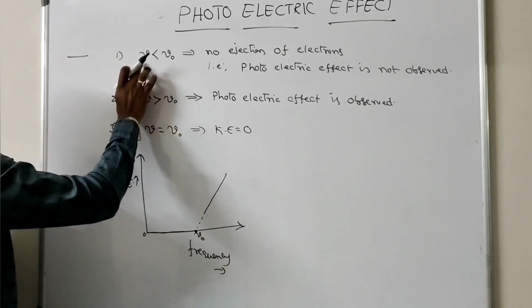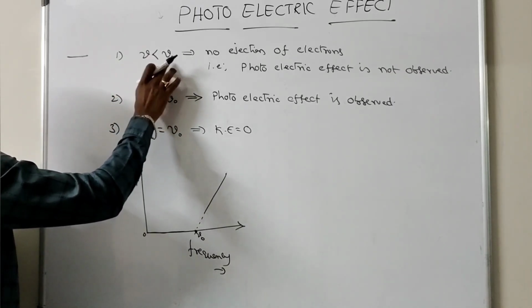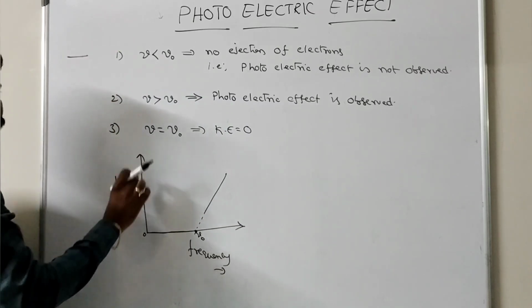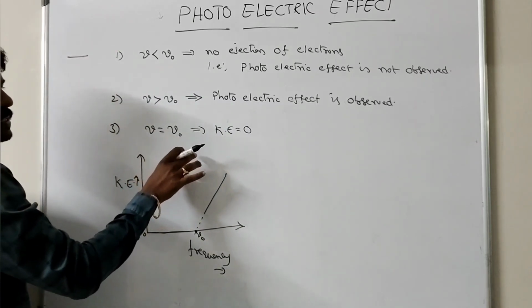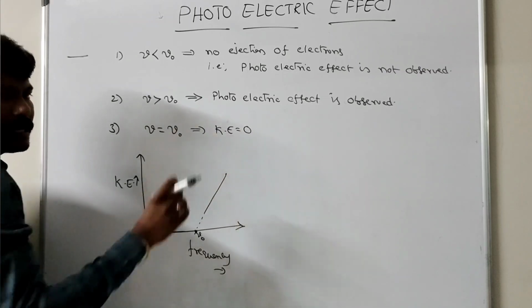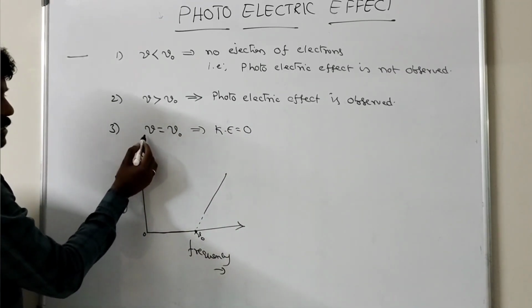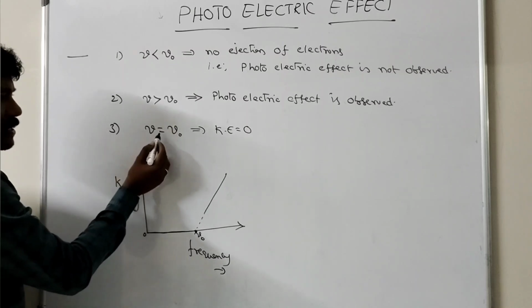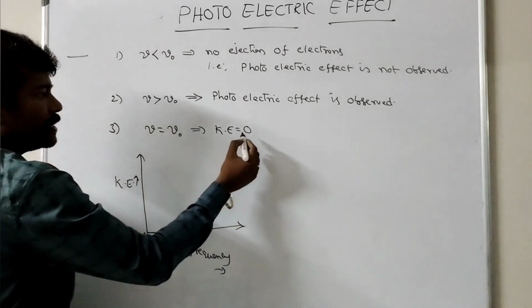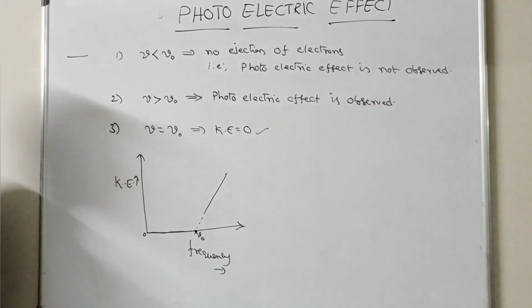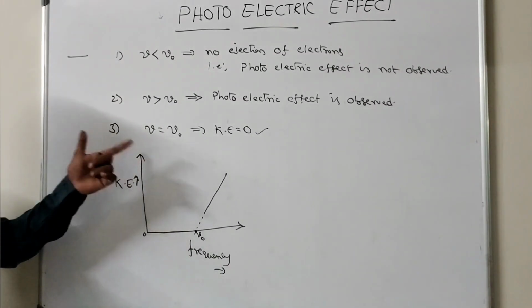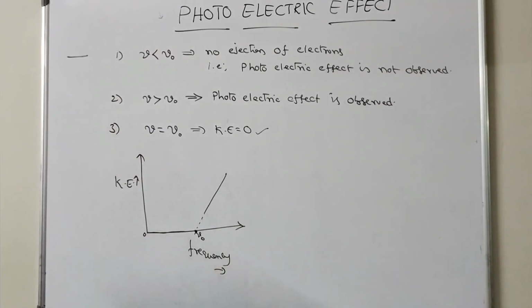But in the case of nu less than nu naught, and also nu equal to nu naught, the kinetic energy of the photoelectron becomes 0. When the frequency of the incident light radiation is equal to the threshold frequency, then the kinetic energy of the electron is 0. Clear? Next.